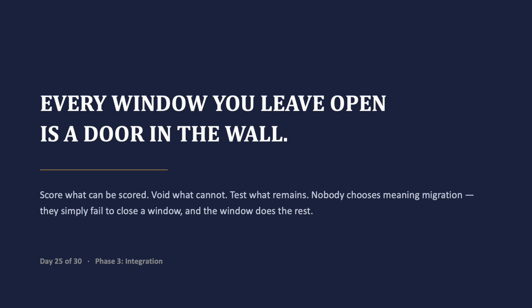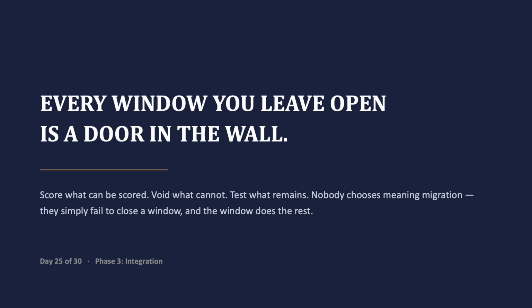So, score what can be scored tonight in ink. Void what cannot be closed in writing, dated with the reason, and test what remains with a number and a date inside the 5 sessions you have left. Voiding is not losing. It is the second honest opinion, and a corpus with 3 honest voids in it is worth more than a corpus with 30 ambiguous threads, and it is not close.